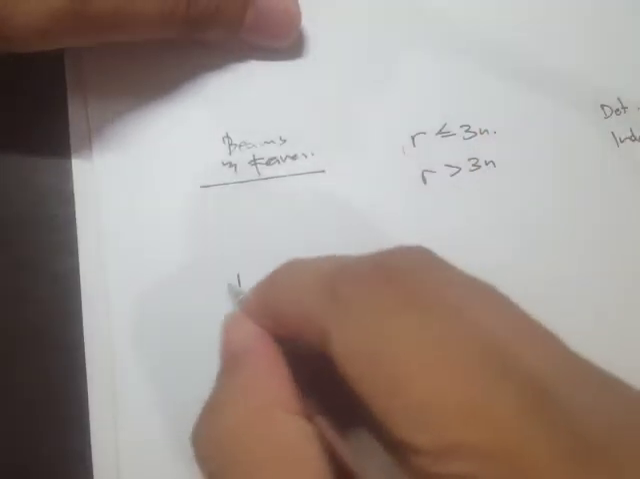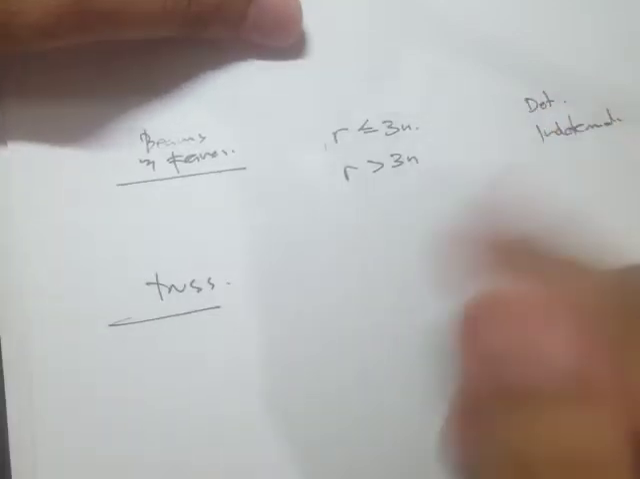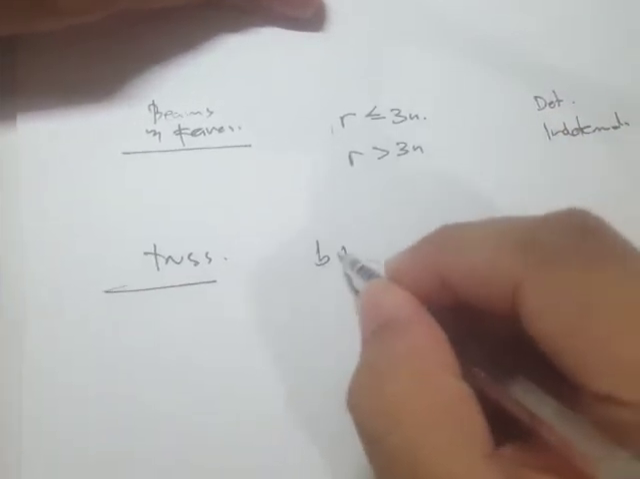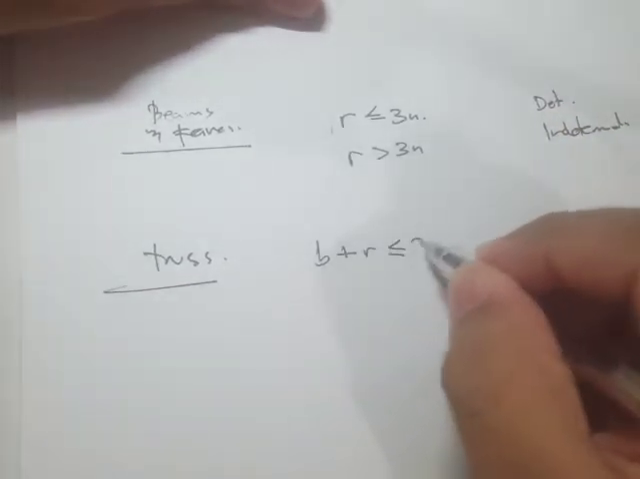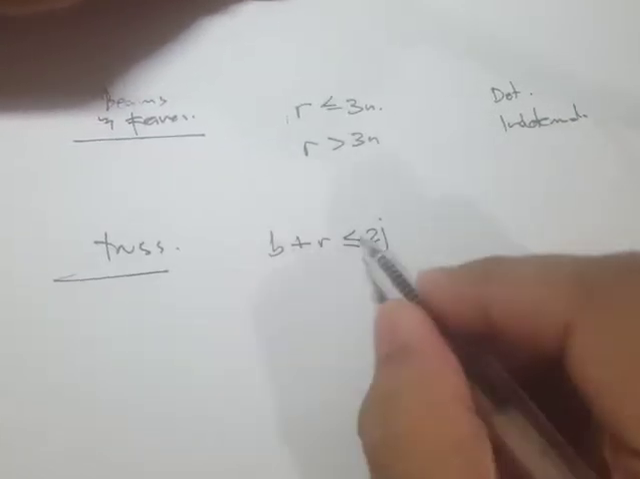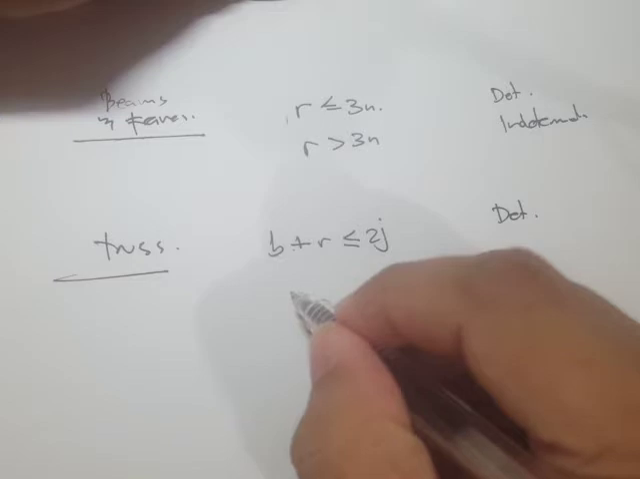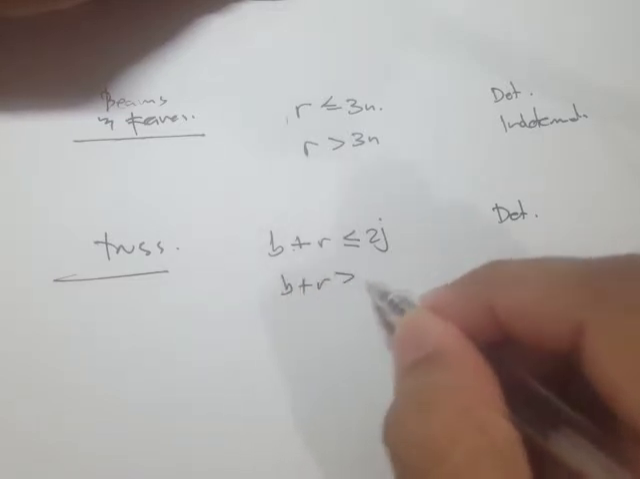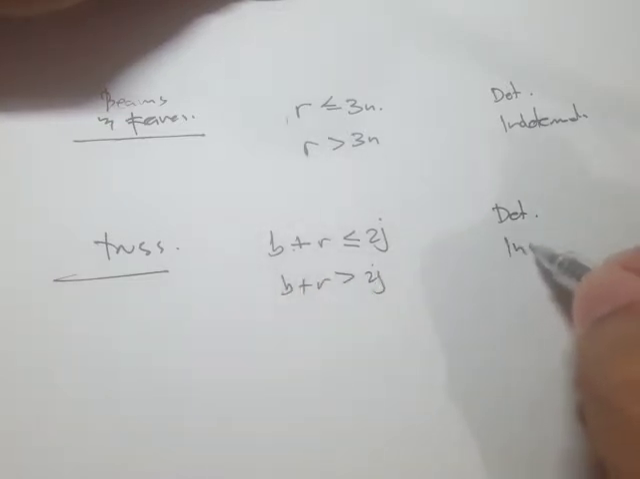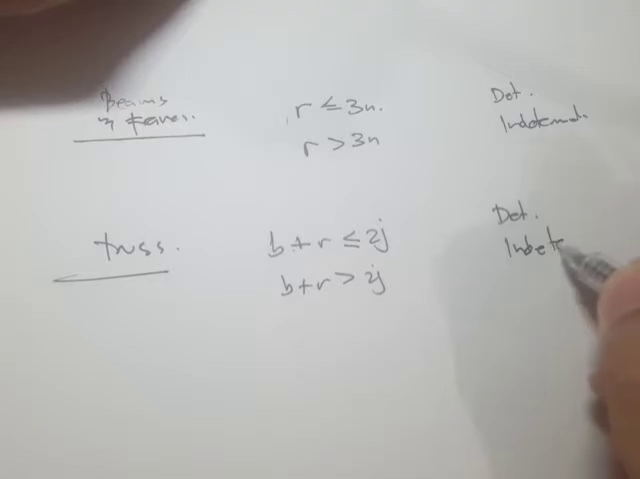And for trusses, the equation is b plus r less than or equal to 2j. If it is less than or equal to 2j, this is determinate. And if it is greater than, then that's indeterminate.